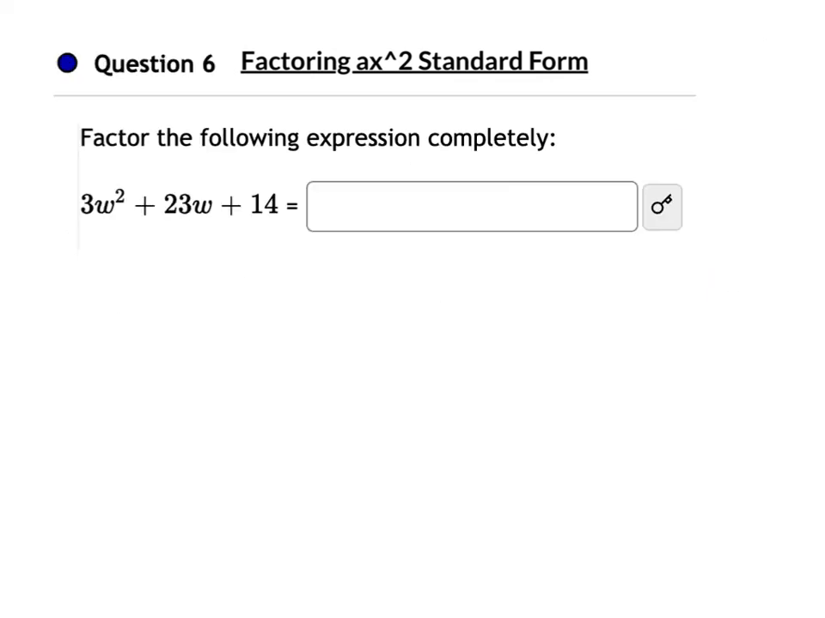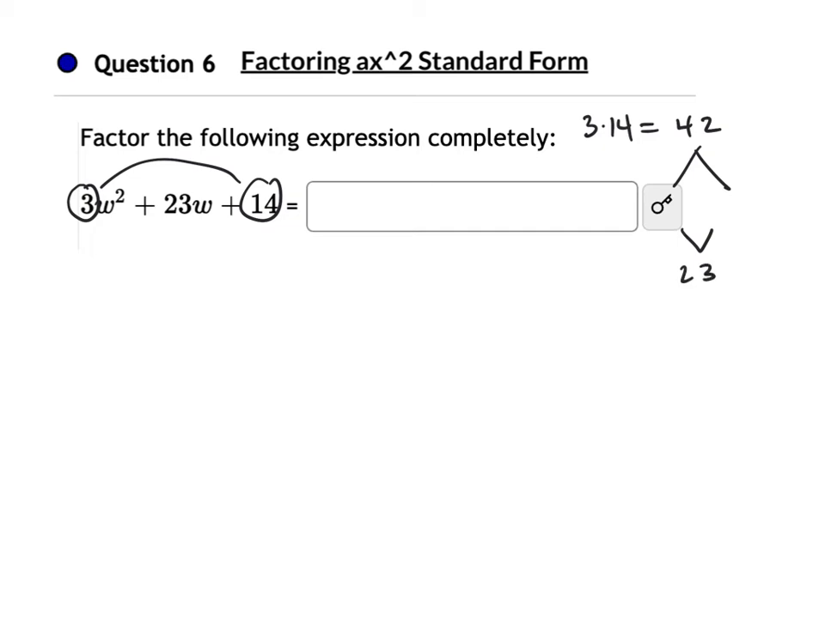The remainder of this video is questions from your assignment. The first questions are review, so we're picking up at question 6. This is the hard kind of standard form when there's a number in front, so I'm going to multiply 3 and 14. 3 times 14 is 42. And I need two numbers that multiply to 42 but add to 23.